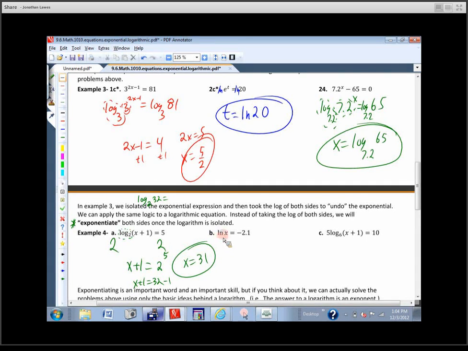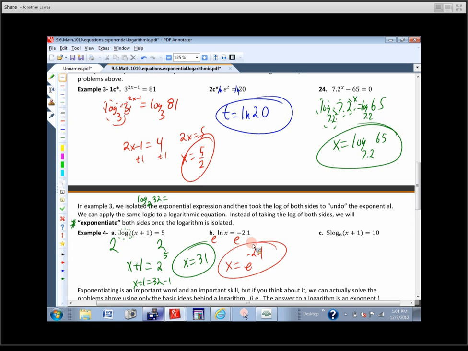What's this function called? Log base e. How do you undo log base e? Exponential base e. So you're going to exponentiate both sides with a base of e. These two undo each other, so we get x equals e to the negative 2.1. And the cool thing about this is, that's it. That's the answer. There's no moving around. That is the exact answer. You could type it into your calculator and get a decimal approximation, but that's the exact answer.